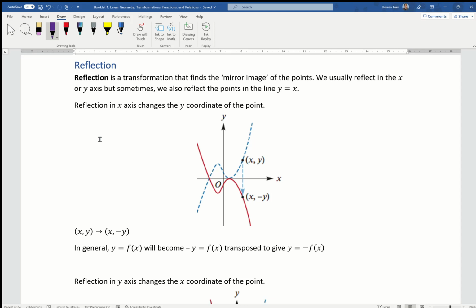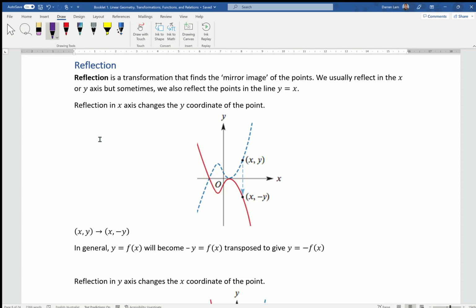Anyway, so reflection. Transformation that finds the mirror image of the points. We usually reflect in the x or the y axis. Sometimes we also reflect in the line of y equals x. Less common, but we'll talk about that later on.